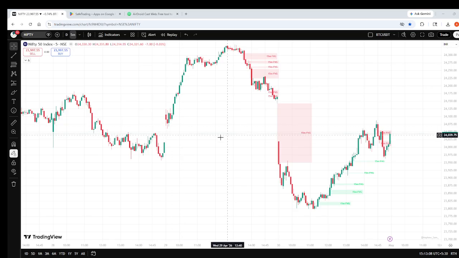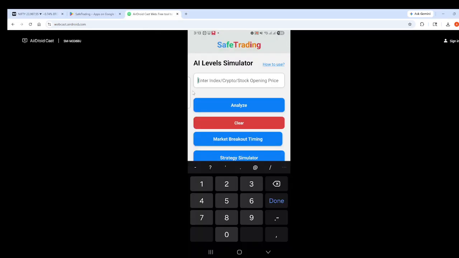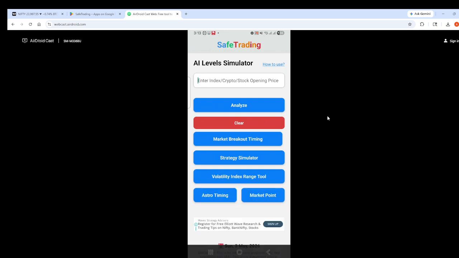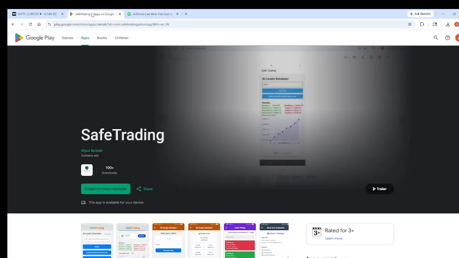So let's start now. This is our SafeTrading AI level app, as you can see on my screen. I have already mentioned, but if you watch this video fully, you will get to know how to use this app, and all your doubts will be clear. And the most important thing, this is a safe app. You can freely download it from the Play Store. You just need to go there and search for SafeTrading, and you can install it on your Android device.